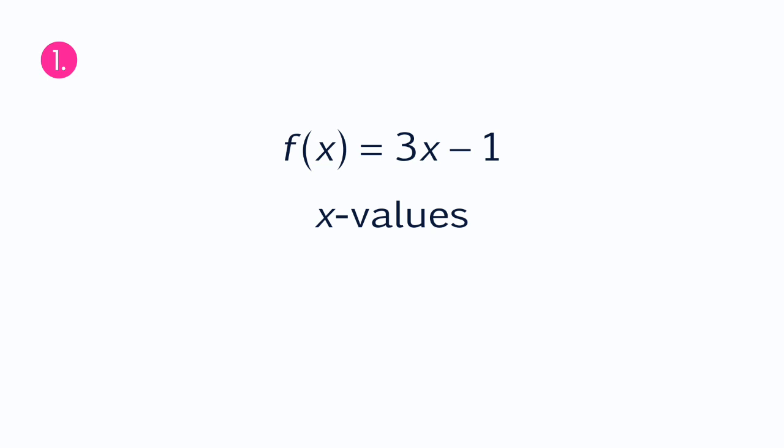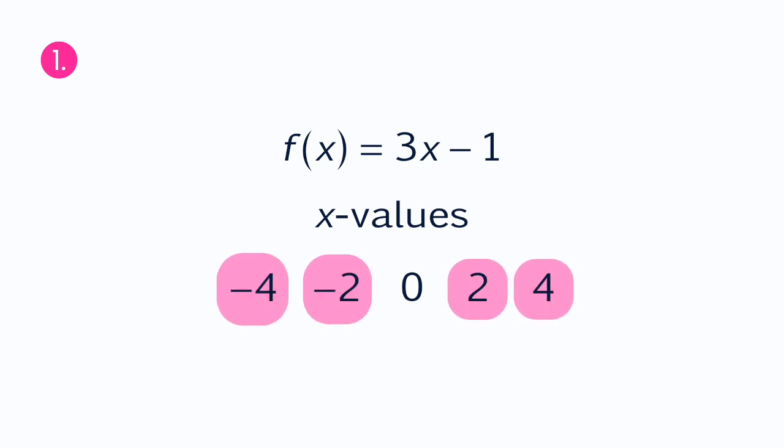Say you have the function f of x equals 3x minus 1. The first step is to choose x values. That way you know how many rows your table will have. You're going to create a function table using the x values of minus 4, minus 2, 0, 2, and 4. To start out, it is smart to choose both negative and positive values for x. Here we have 5 values, which means that your table needs 6 rows.